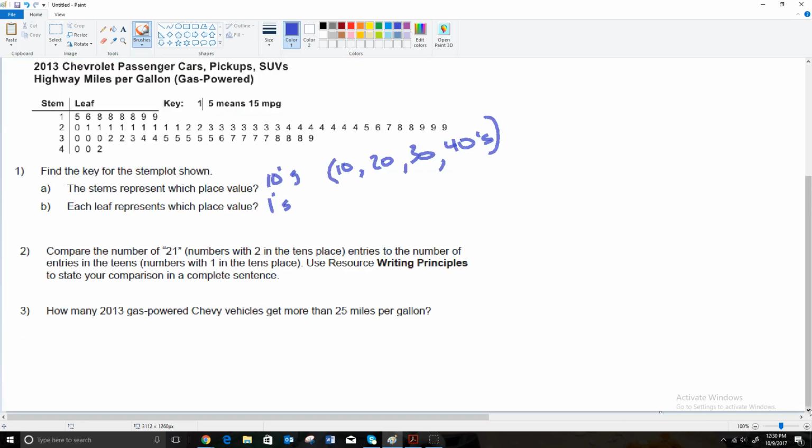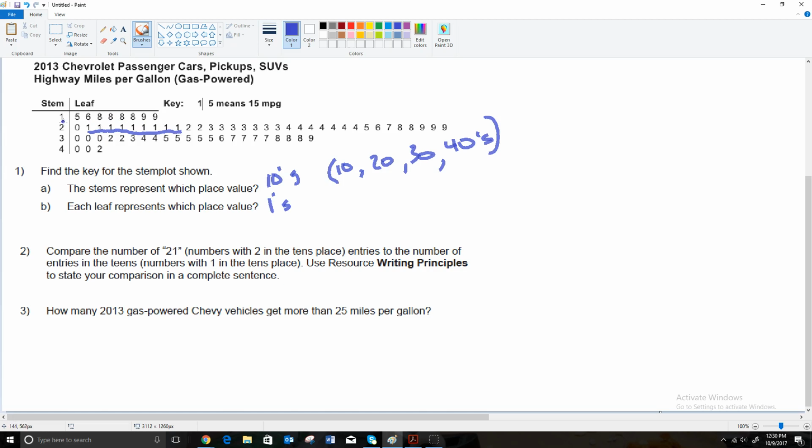So going down a little bit here, it asks next, compare the number of 21 entries to the number of entries in the teens. And so if we go up here, these are the 21s. The 21s start here. We talked about how there's several of them. So there's 1, 2, 3, 4, 5, 6, 7, 8, 9 that are simply just a 21.